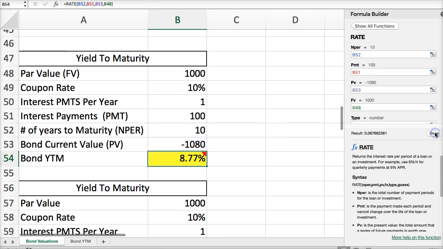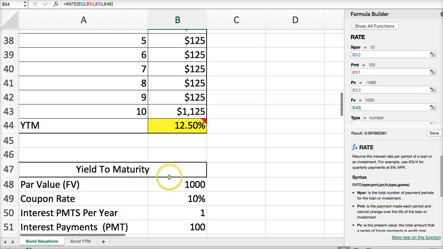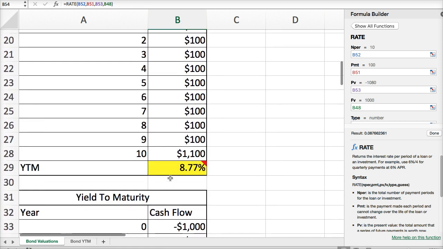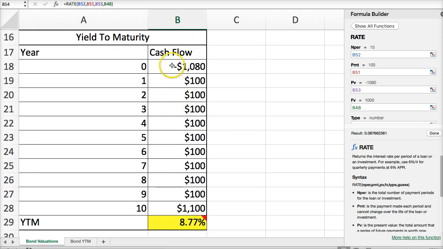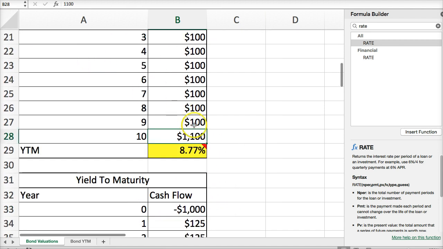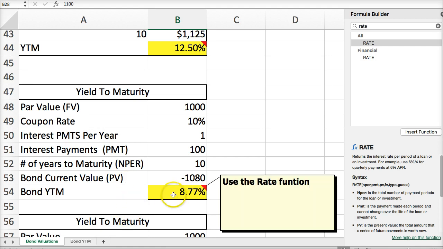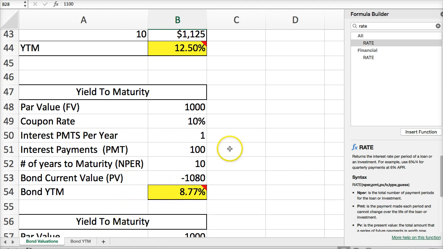Okay, done. So this bond yield to maturity is 877. If you look up here, you see this bond. This is the present value of the bond. The bond pays $100 a year. In the 10th year, you get the par value back plus the last year's worth of interest. So this yield to maturity problem is identical to this, but it's just laid out differently. Here we're using the rate function rather than the internal rate of return, but we get the same result.